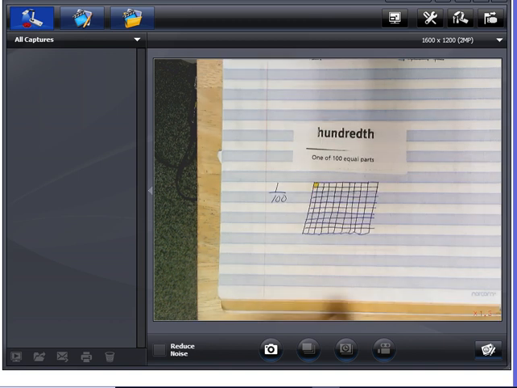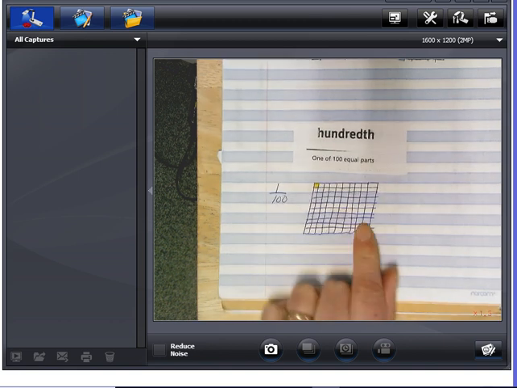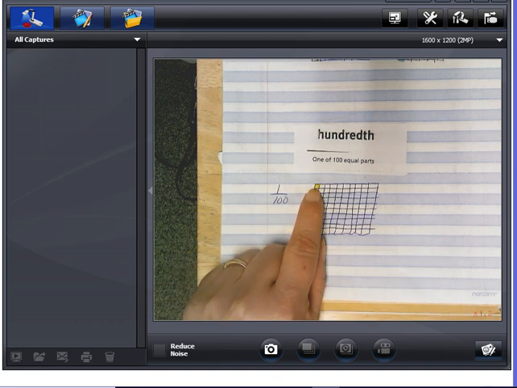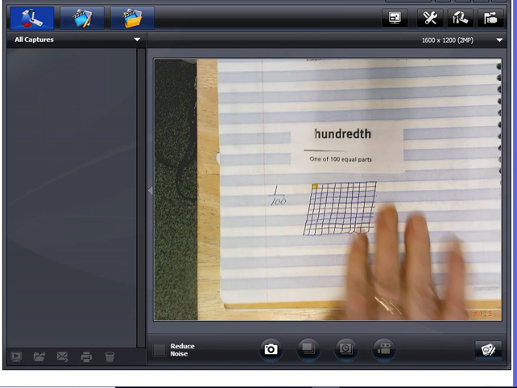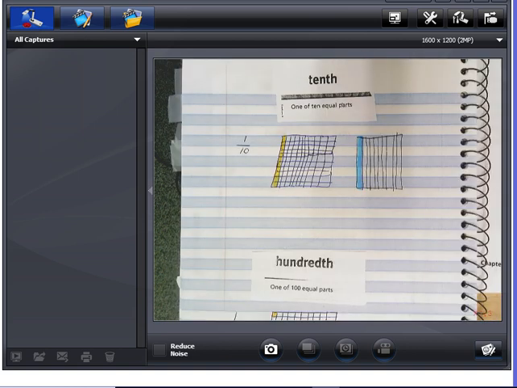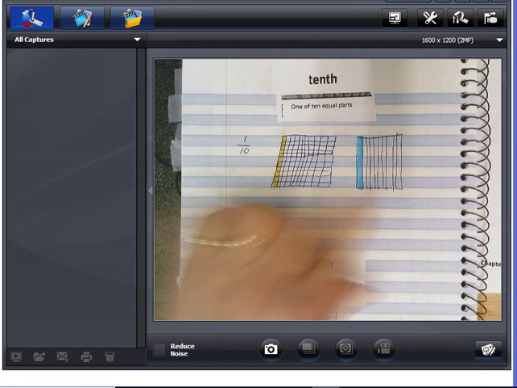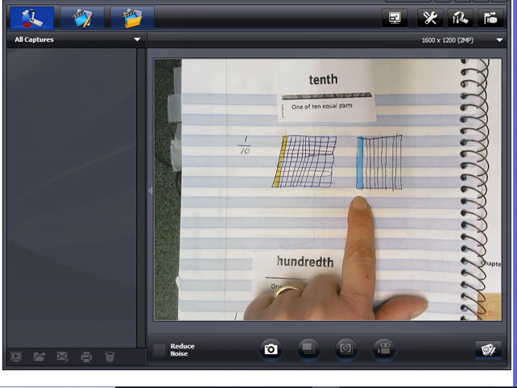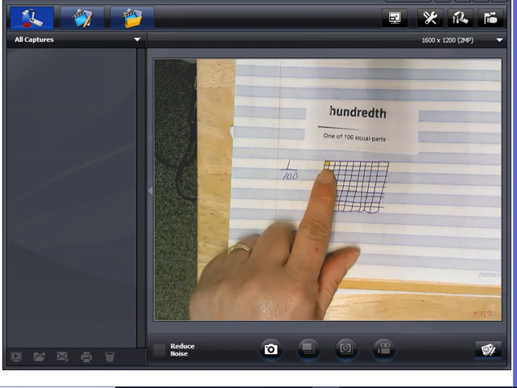1/100th is the same thing, but only my square, my array, got cut into 100 pieces, and I get one of those 100 pieces. So when I said the numbers get smaller, it's the opposite of when they're whole. I would rather have a tenth of a piece of candy than a hundredth.